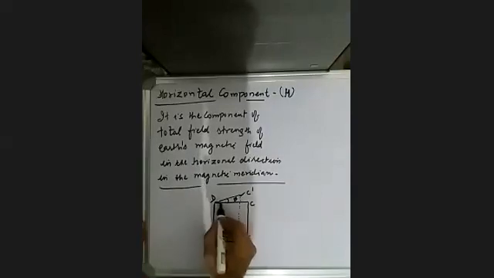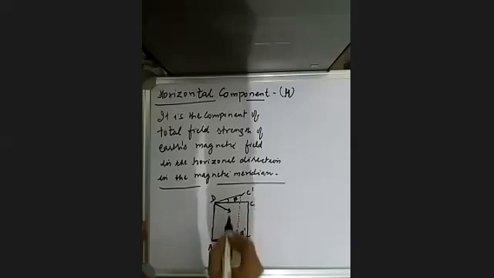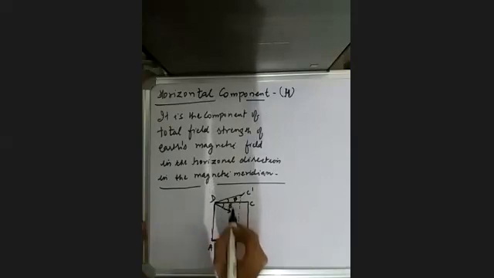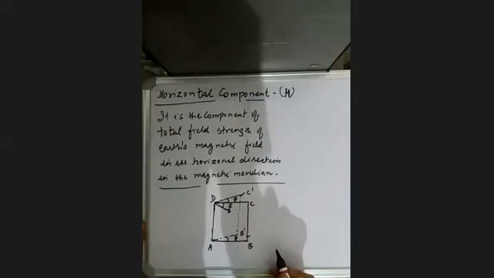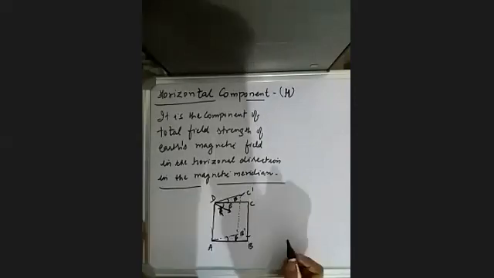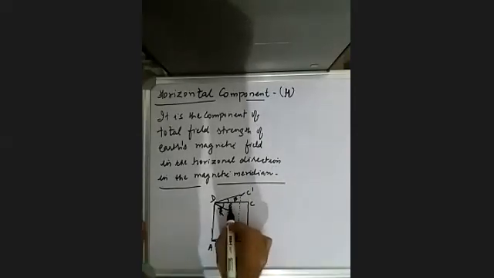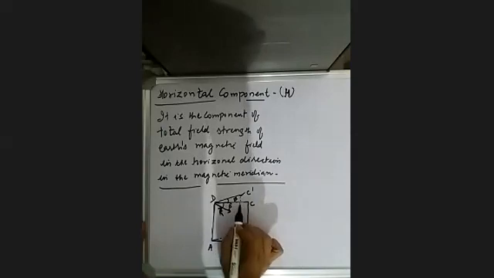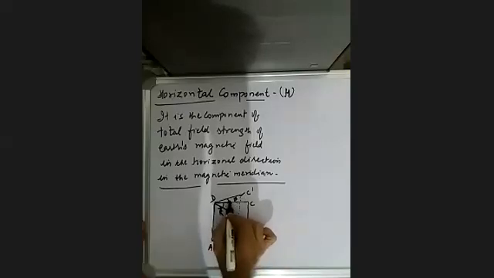Now this is the direction of the total field strength of the Earth, and this angle is delta, that is the angle of inclination or angle of dip. So this is the R vector, which represents the total field strength of the Earth. This is the angle of declination. Now the horizontal component. This is the horizontal direction in the magnetic meridian, so we take a component in the horizontal direction. It will be like this.